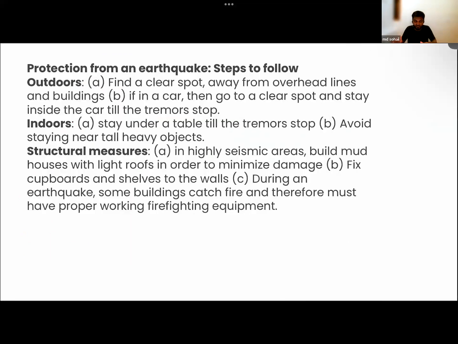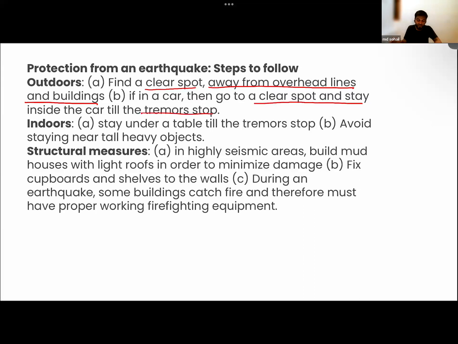So the first step is that people need to consult an architect while they construct a new building. Now what are other steps one needs to follow? For example, if there's an earthquake and a person is outdoors, he needs to find a clear spot away from overhead lines and buildings. Obviously, one needs to stand in an open area where there are no power lines or buildings nearby. Or if one is in a car, then he needs to go to a clear spot and stay inside the car till the tremors stop.